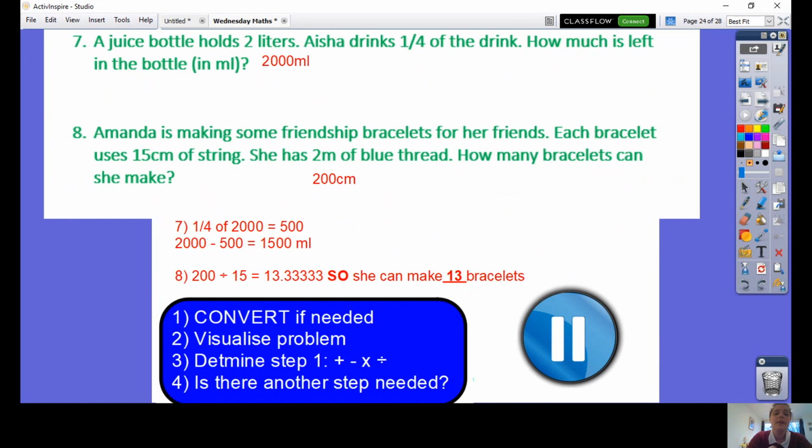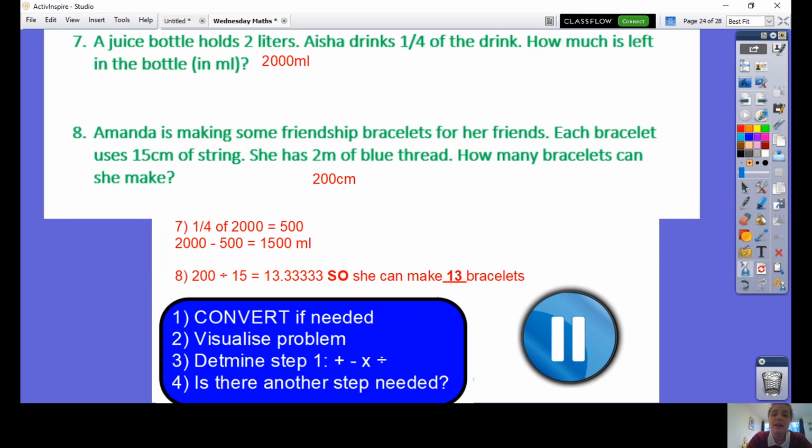Okay, for this one, a juice bottle holds 2 litres and Aisha drinks a quarter of it. First, find 1/4 of 2,000. 1/4 of 2,000 is 500, and then because she's drunk it, how much is left? You're doing a subtraction. Your answer was 1,500.